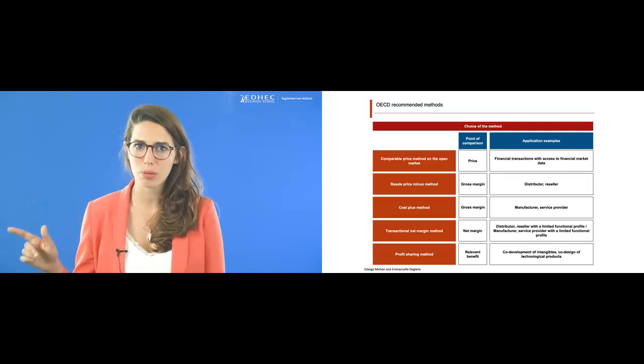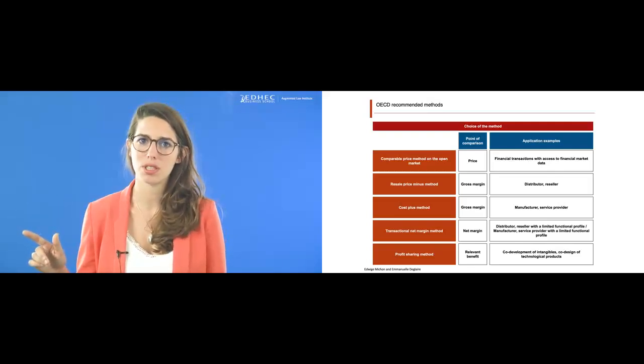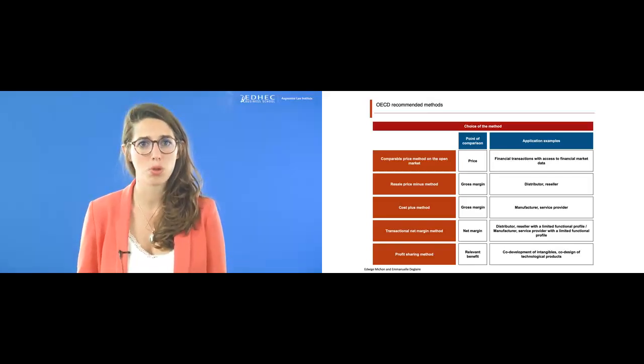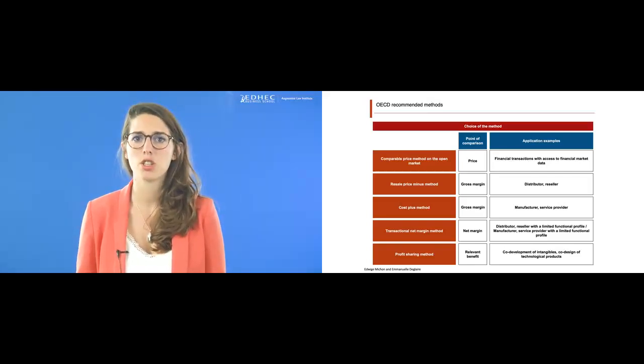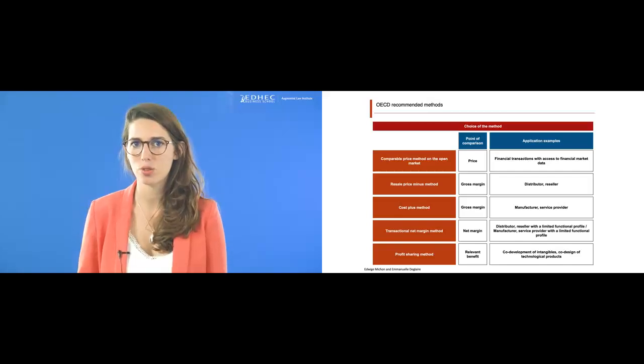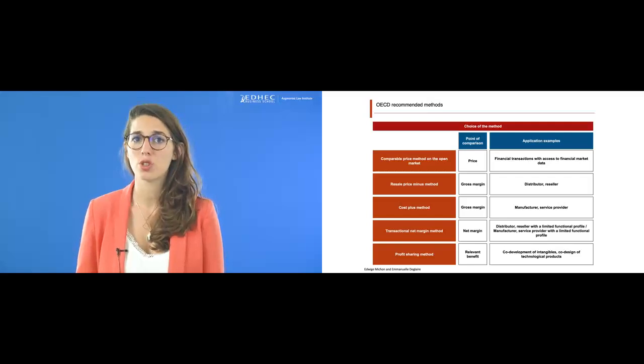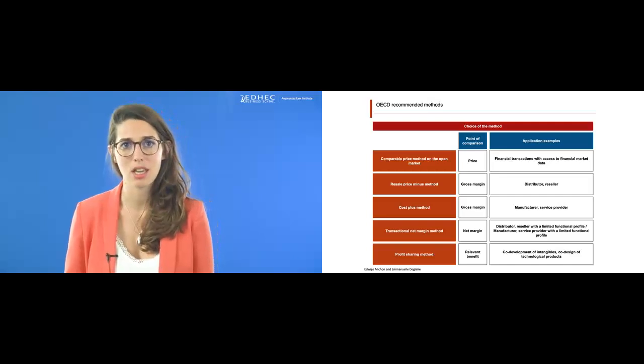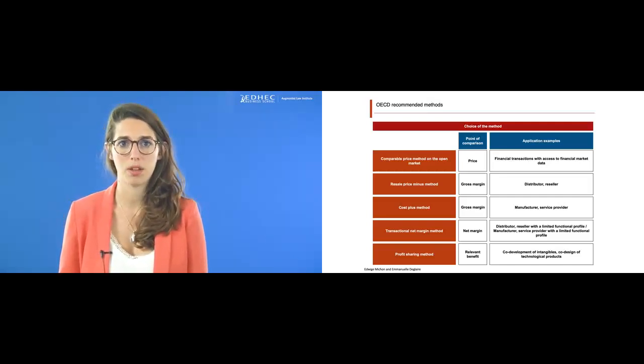Now, for the resale price method, as we've seen, with this method the transfer price is derived from the final price of the product from which we withdraw a gross margin. The comparability process is held to find an average gross margin to remove from the final price. This method is focused on the gross margin, and as we said earlier, it is preferably used when the entity is a distributing company.